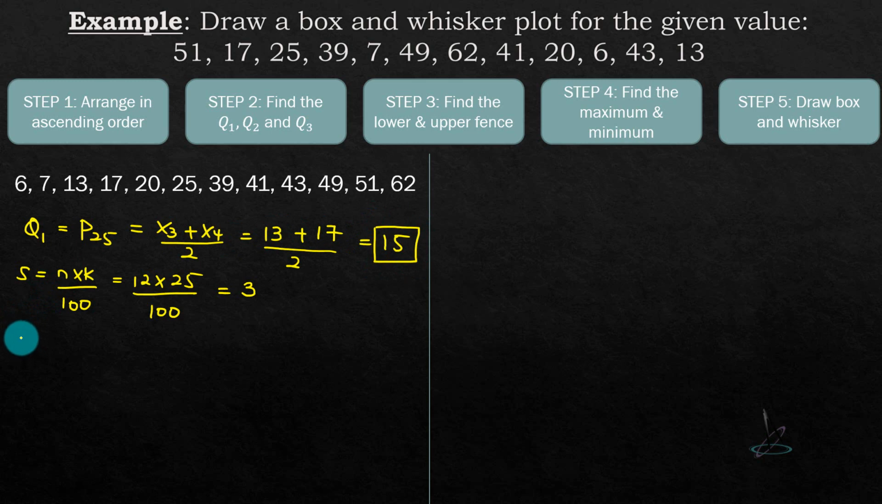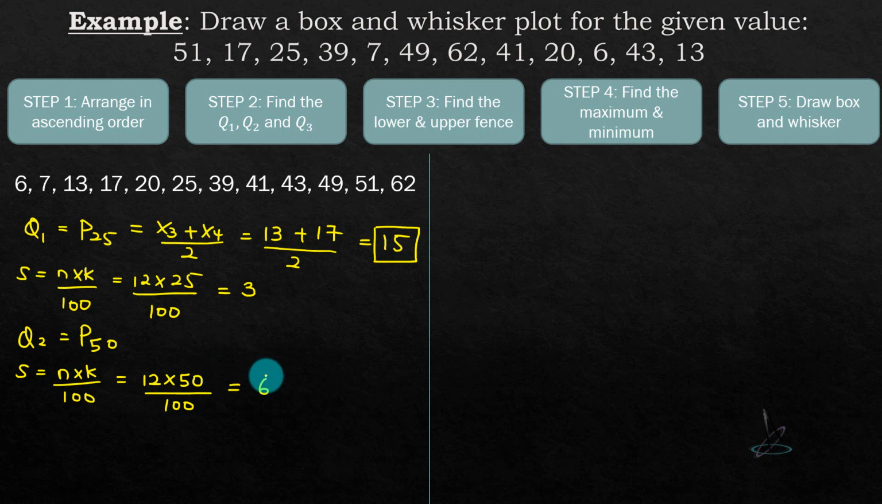So let us proceed with the median. Again, the median is the 50th percentile. Let us calculate the S first. S is n multiplied with k over 100. So it should be 12 multiplied with 50 divided by 100. So 1 over 2 times 12. So this is 6. Again, 6 is an integer.